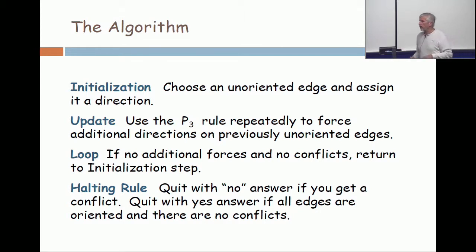And make another free choice and make another loop. Each time you take some forces, you see whether or not you have a halting place with a conflict, a P3 which is badly oriented, and at the end of the day you'll either halt with a conflict or you'll get your graph oriented.